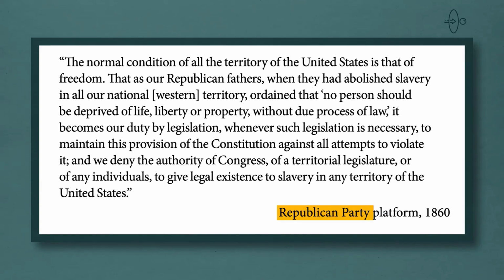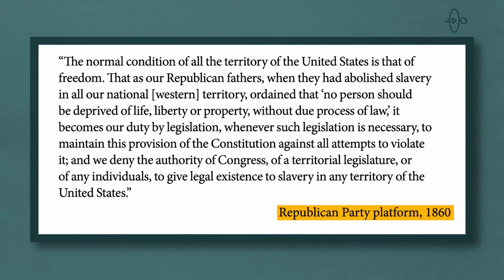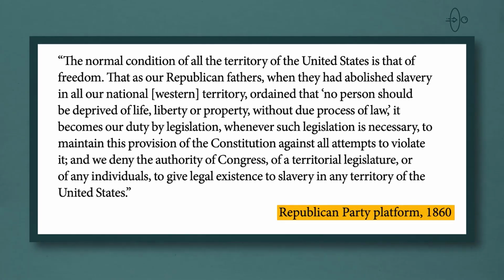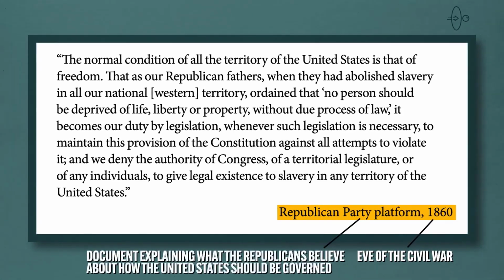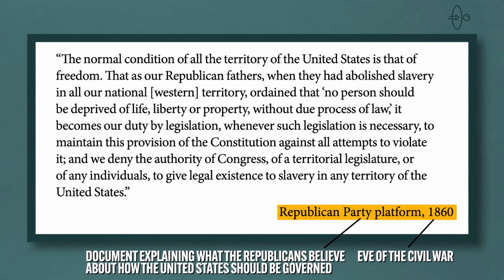Now let's move to looking through it, or to put it another way, we ask, what does this mean? And this is where I look at 1860 in the Republican Party platform and I ask, what do I know about these two things? Well, the date is on the eve of the Civil War, and a party platform is a document explaining what the Republicans believe about how the United States should be governed. And this is where I draw the conclusion that the Republicans argue that the status of slavery in the Western territories should remain as it has always been, namely prohibited.